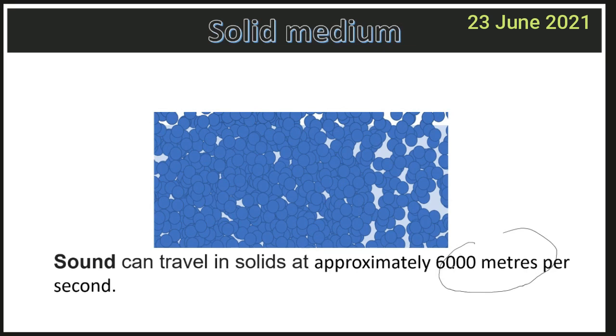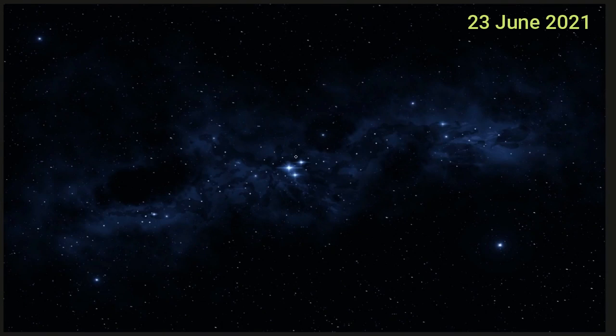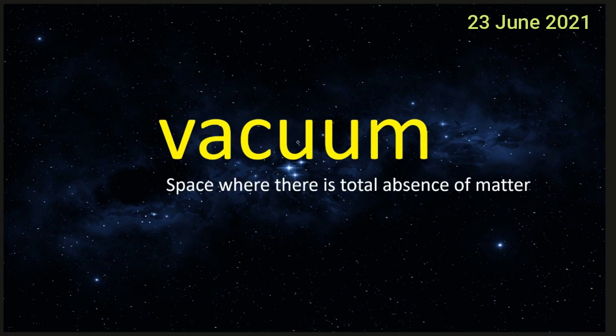So where there are particles, there is a vibration. And because of the vibration, sound moves from one end to another end. What about transmission of sound in vacuum then? And what is vacuum? Is deep space a vacuum? Vacuum is a space where there is total absence of matter. No matter at all.